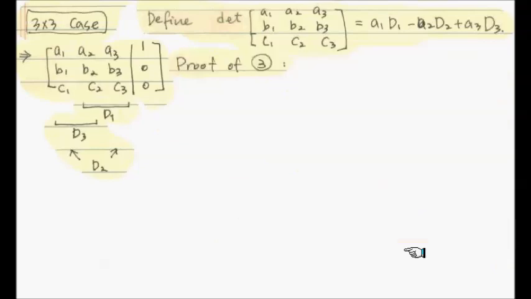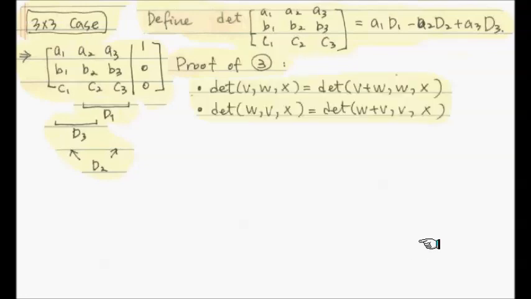Now this one's more algebraic, so I'm going to show the proof here. Let me explain the first line. If you look at the right hand side, V plus W, because W and X are fixed and this is the only splitting part, it's going to split into determinant of VWX plus determinant of WWX. We've seen that WWX is going to be 0 because W is repeated.